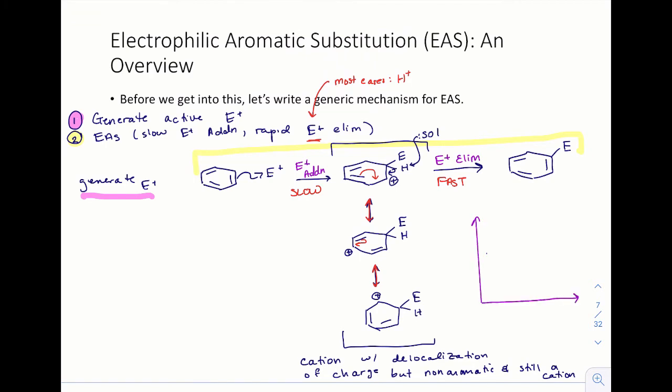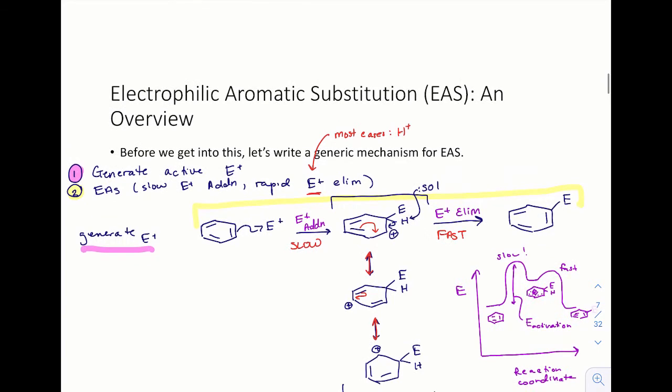If we were to draw a reaction coordinate diagram for this process, we'd have a large activation barrier to generate this non-aromatic cation, followed by a rapid electrophile elimination with a low activation barrier. We'll apply this pattern over and over again. Just what E is varies. Let's see if this pattern applies to chlorination.